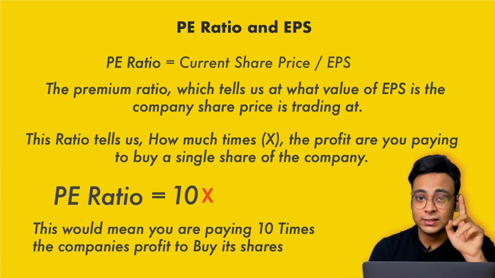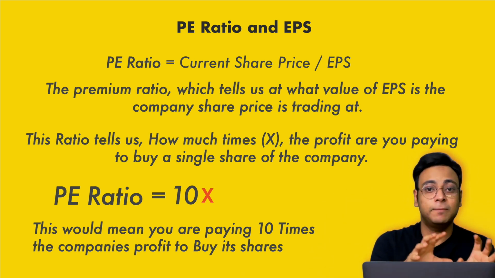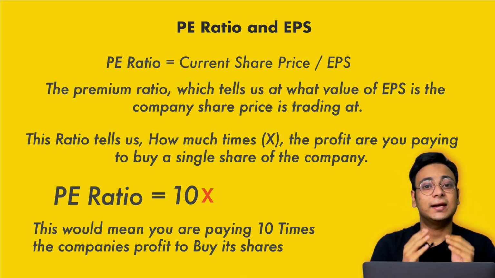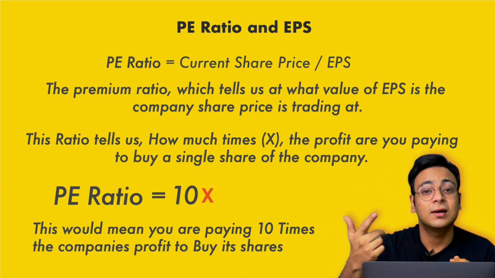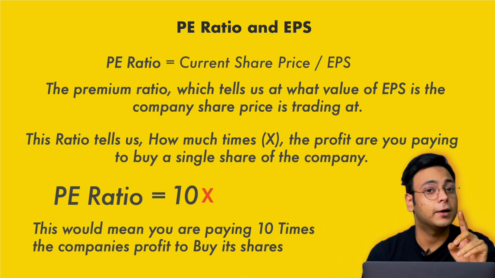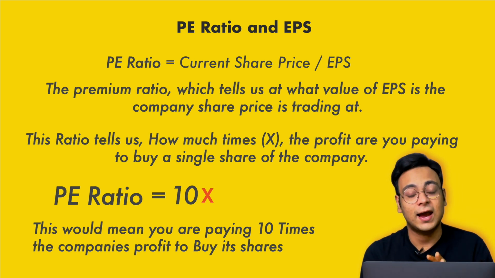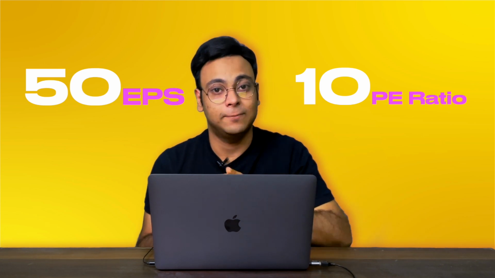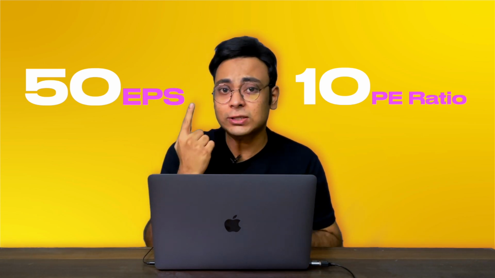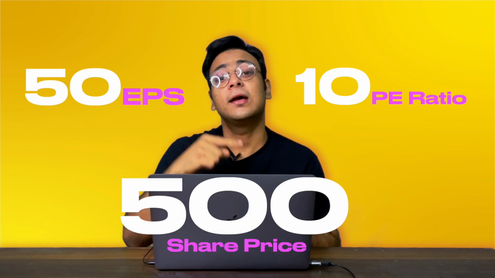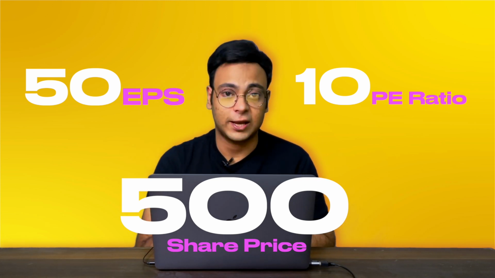So to buy a single share of a company, the PE ratio is telling us that it is trading at 10 times the company's profit per share or earnings per share. So let's say in the example that we had earlier, 50 was the EPS. So to buy a single share of the company, you are paying 500 rupees for the share.